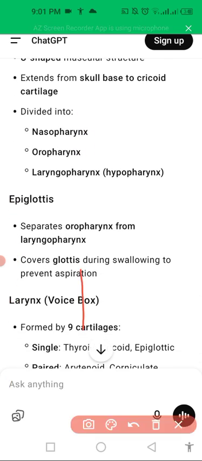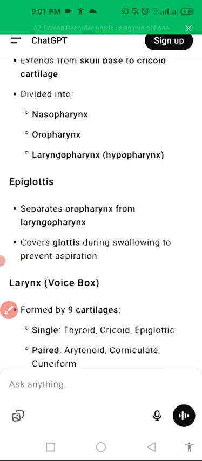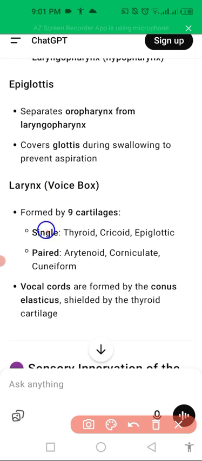The epiglottis, as the word epi means above, is present above the glottis. It separates the oropharynx from the laryngopharynx, and it covers the glottis during swallowing to prevent aspiration of food or any content into the trachea. The larynx is the voice box. It has nine cartilages: single thyroid, cricoid, and epiglottis, and paired arytenoid, corniculate, and cuneiform cartilages.